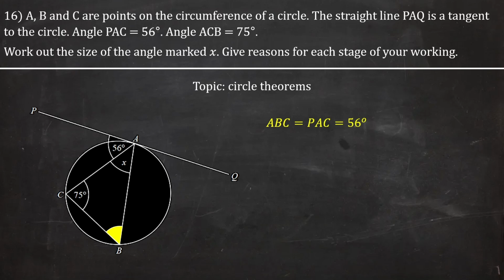Why are they equal? Have a think if you haven't done it by yourself. They're equal because of alternate segment theorem. Look, it's a triangle and a tangent, and those two angles are facing the same direction, so they will be equal. So let's update the diagram.